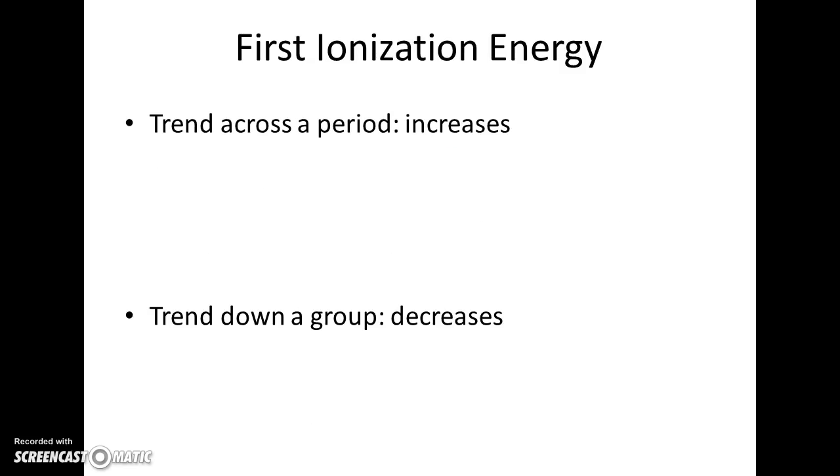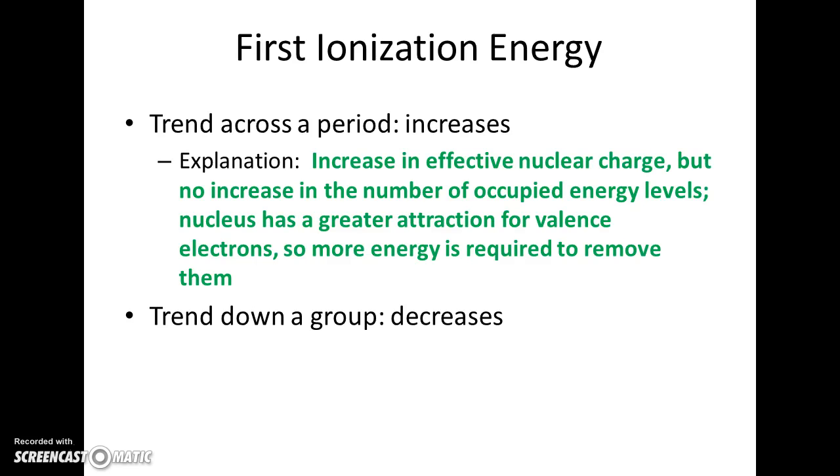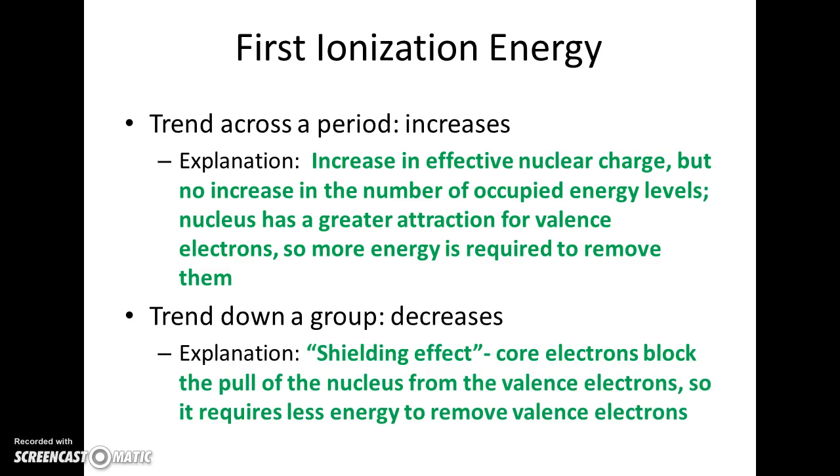First ionization energy, as you go across a period, increases. And again, this is going to be because of the nuclear charge. So again, we're increasing the effective nuclear charge, but there's no increase in the number of energy levels. So the nucleus has a greater attraction for the valence electrons, and therefore it's going to take more energy to remove them. Down a group, the ionization energy decreases, and that's because of what's called the shielding effect. The core electrons block the pull of the nucleus from the valence electrons, so it requires less energy to remove the valence electrons.